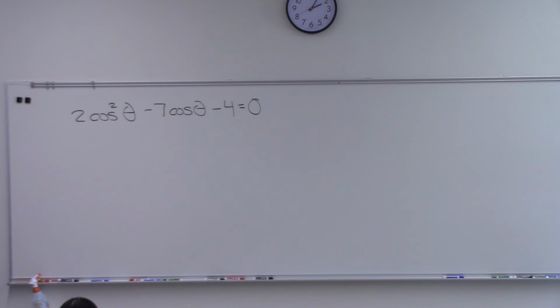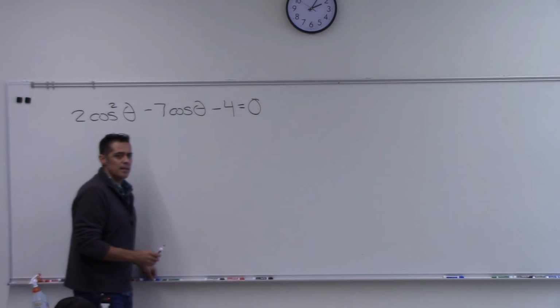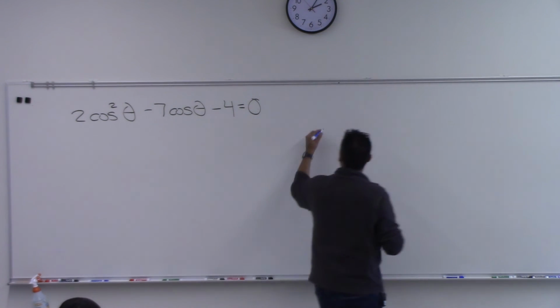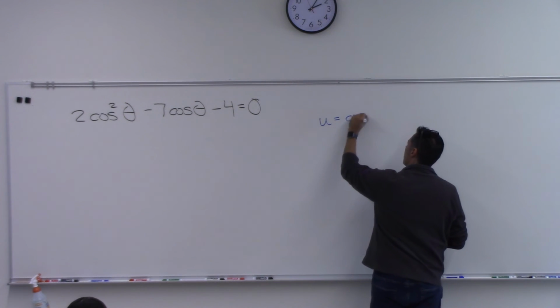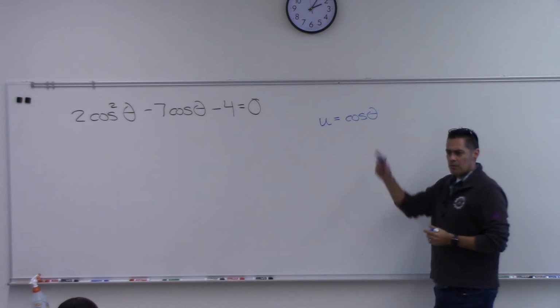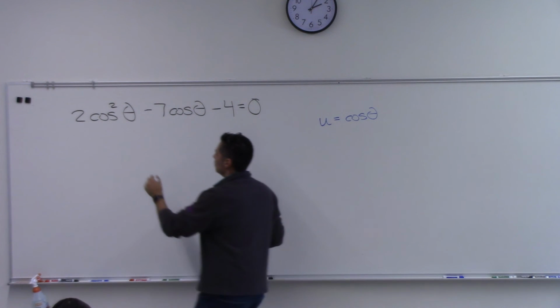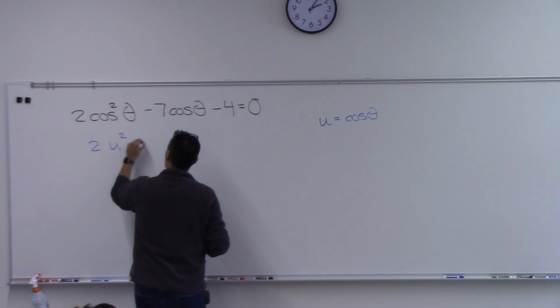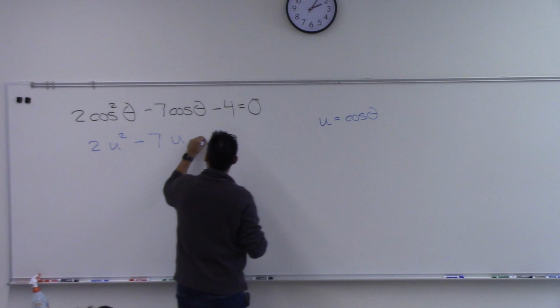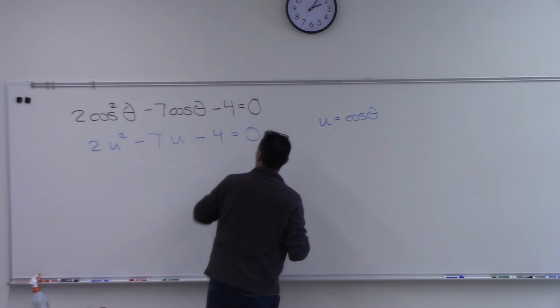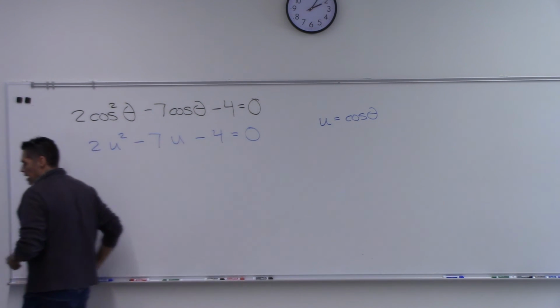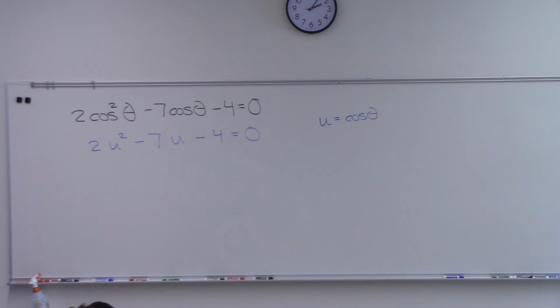What do you see? It's a quadratic in cosine, meaning if I make a substitution, u is cosine theta, then that could be rewritten how? 2u squared minus 7u minus 4 equals nothing, right? And now I'm really going to hope that factors. It does.